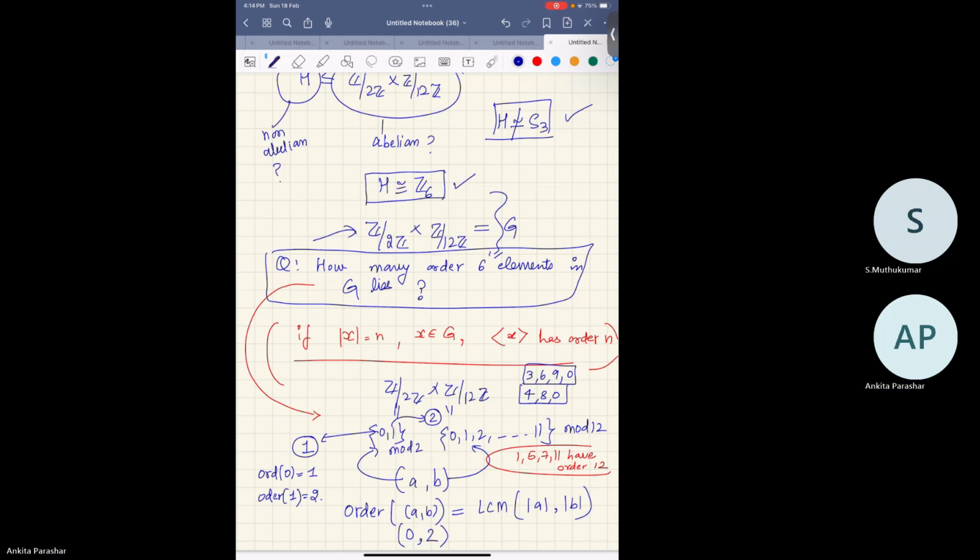Look at them. 3 is done, 4 is done, 5 is done, 8, 9, 6, 10. 6, sorry, 6 and 10. Even 6 is also done, because 6 has order 2. If you look at 8, 8 has order 3.